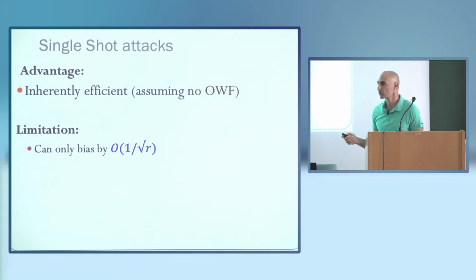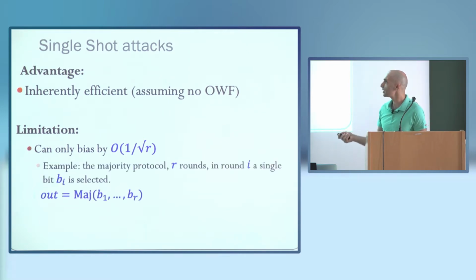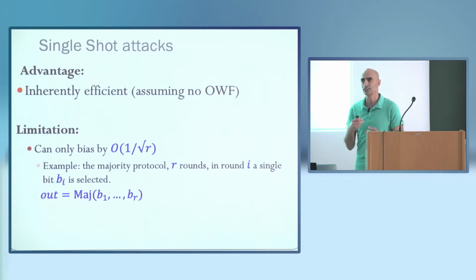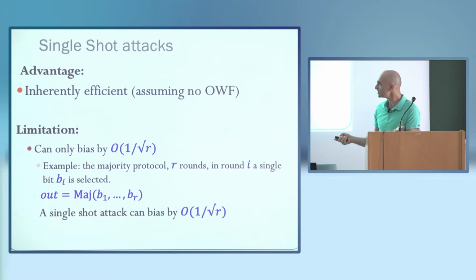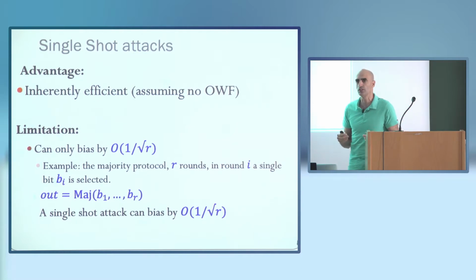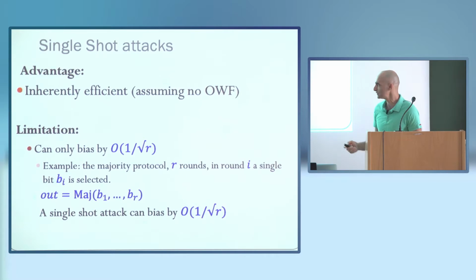by over 1/√r. And this can be shown using a simple example of the majority protocol, where parties interact in r rounds. In each round, they agree on a random bit together, and at the end of the protocol, they take these r bits and take the majority of the r bits. And it's easy to see that if the adversary can only tamper with one single bit along the way, he can only bias the output by order of 1/√r.